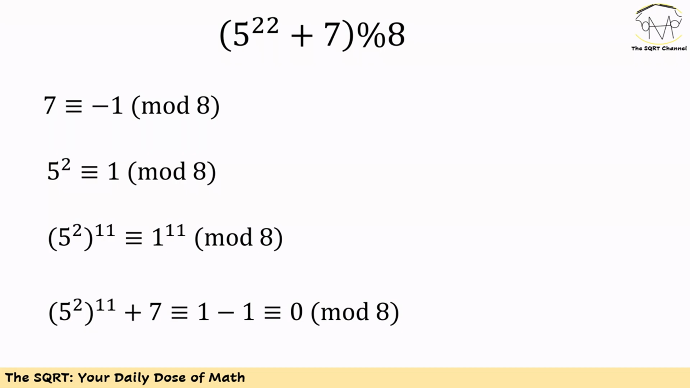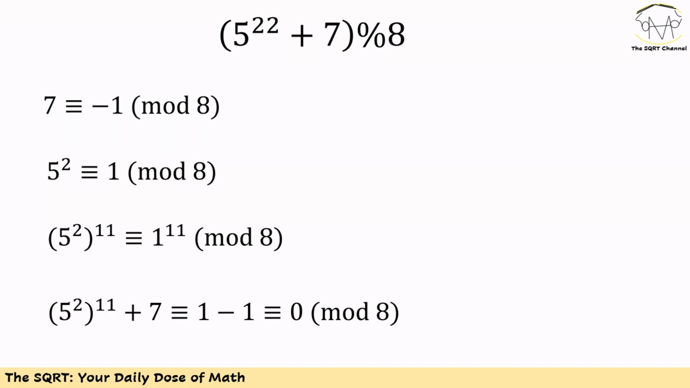Now let's move forward and talk about 5 to the power of 22. Remember 5 to the power of 2, or 5 squared, is actually 25, and 25 is 3 times 8 plus 1. So you can say 5 squared and 1 are congruent for modulus 8.